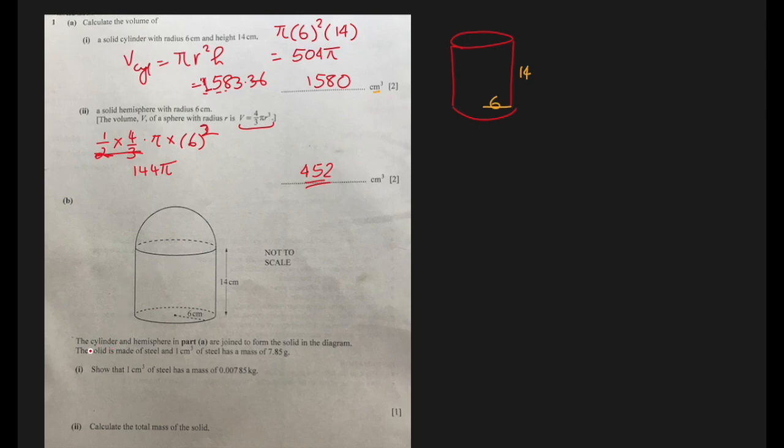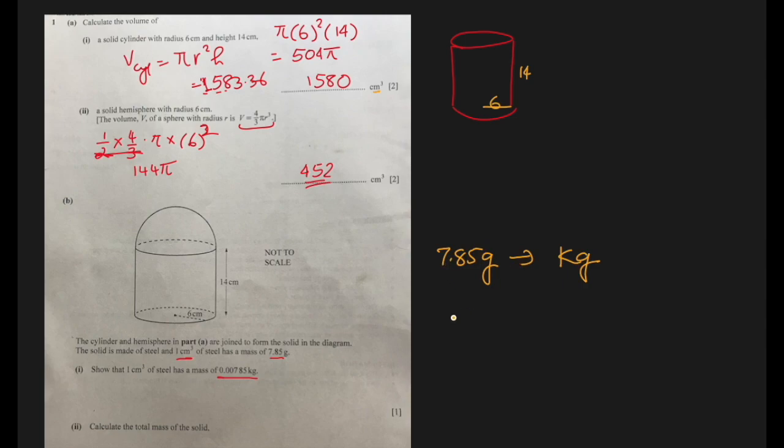Okay, B part. The cylinder and hemisphere in part A are joined. This is the hemisphere they were talking about, this is the cylinder, and they form a solid like this. The solid is made of steel. 1 centimeter cubed of steel has a mass of 7.85 grams. Show that 1 centimeter cubed of steel has a mass of 0.00785 kilograms. Basically they're asking us to convert 7.85 grams into kilograms.